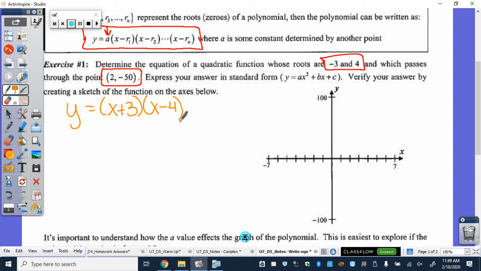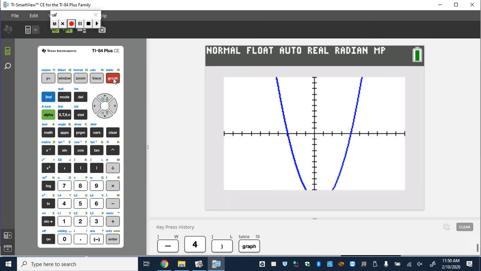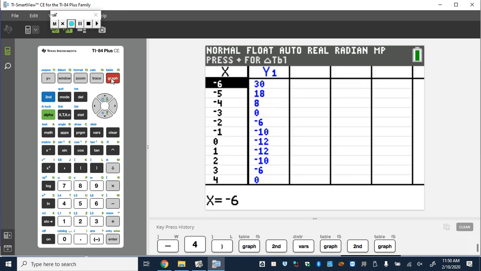Type that in your calculator. Let's see if that hits the point 2, -50. So if I look at my table, oops, does not hit 2, -50, hits at 2, -10. So that tells us that our a value is not going to be a 1. So we actually have to figure out what this number is going to be.